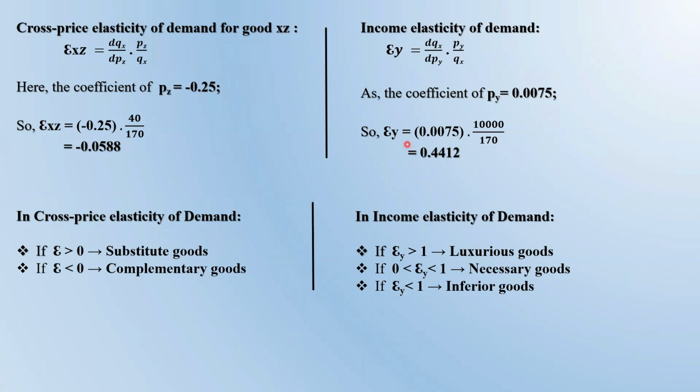If we see here, in our equation, the epsilon y is equal to 0.4412. That means it is greater than 0 and less than 1. So we can say this good is a necessary good. So our good X is a necessary good. This is all about this question.